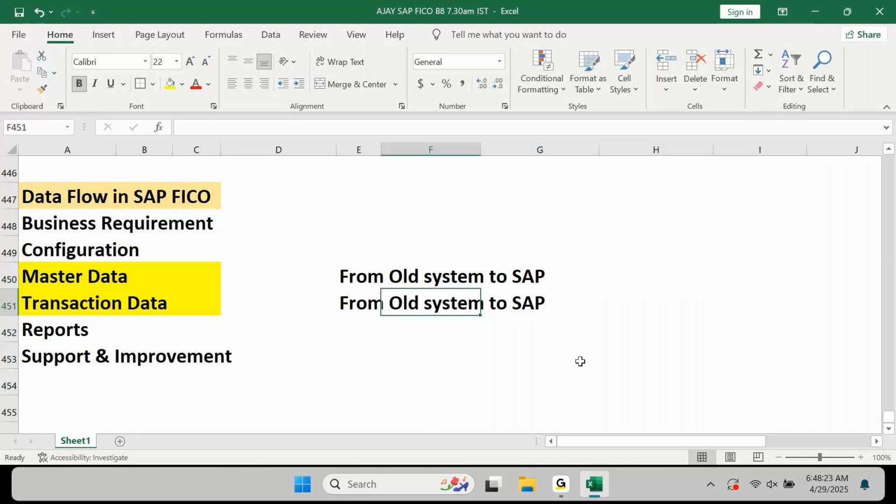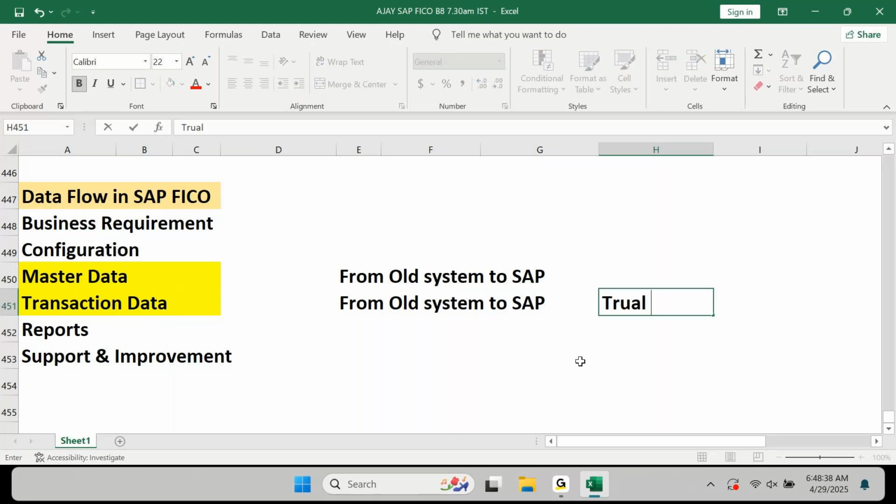How will you receive this transaction data from the old system? Is it based on the journal entry or is it based on the trial balance? Trial balance. You will receive what? Trial balance.